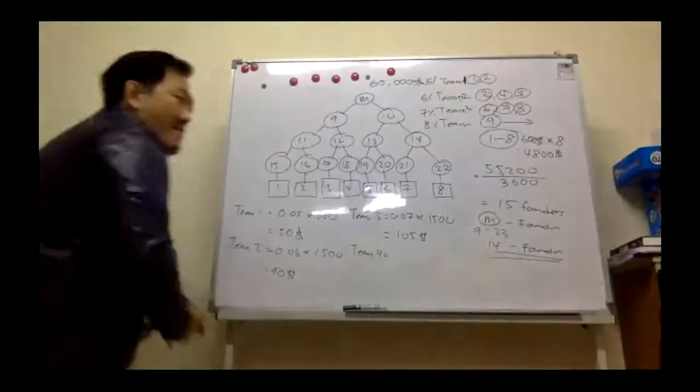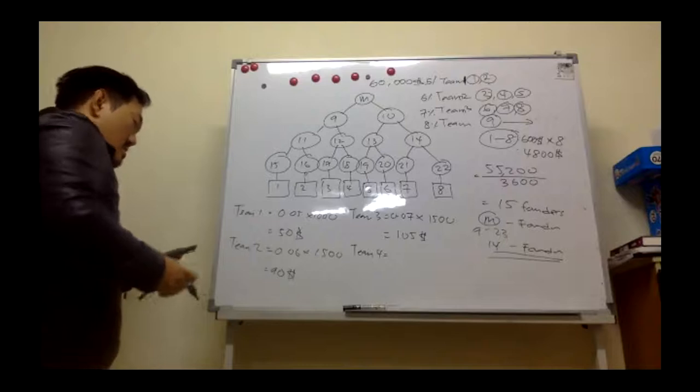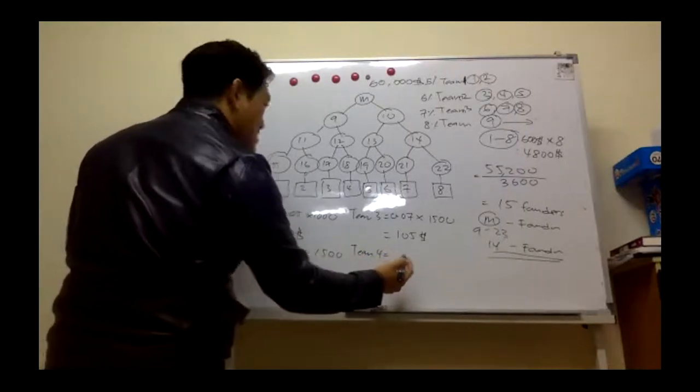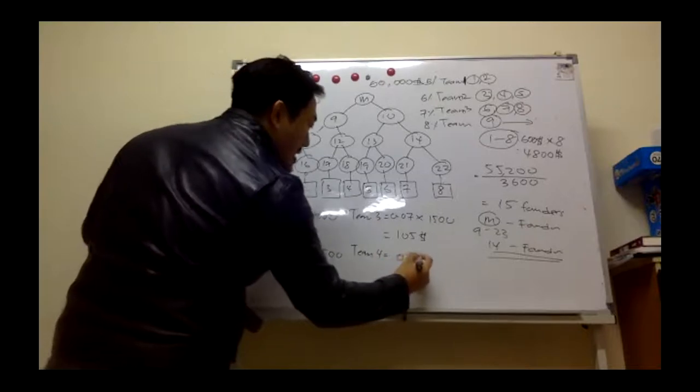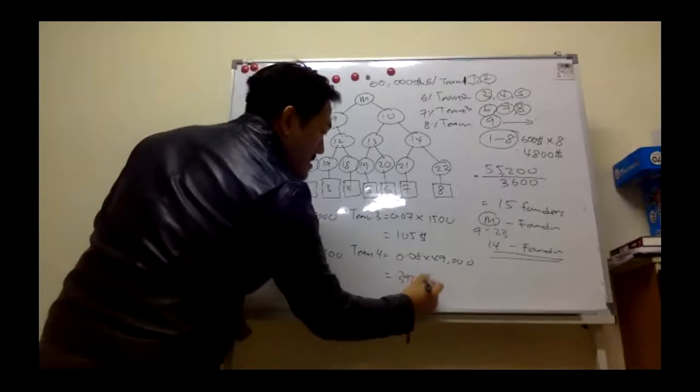we have 14 founders. They take 14 times 3,500, that's 49,000. So 0.08 times 49,000. You get 3,920.